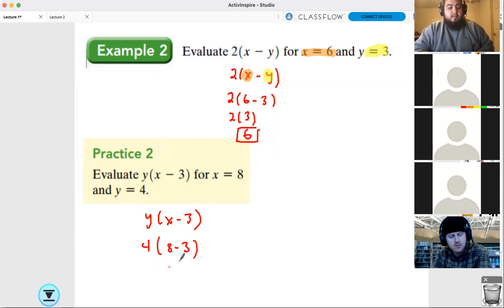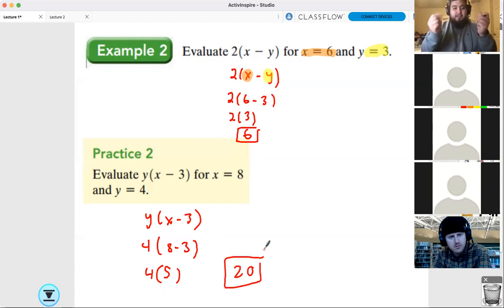So far, so good? And then you would simplify the 8 and the 3 since it's first in PEMDAS, which would get you 5. And then you multiply by 4, which gives us the 20. Excellent. Thank you, thank you. Good job. So everyone understand why it's 20 now and not 4?